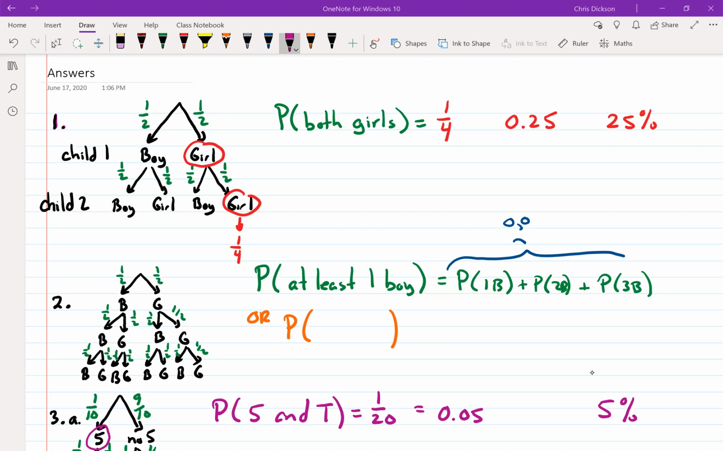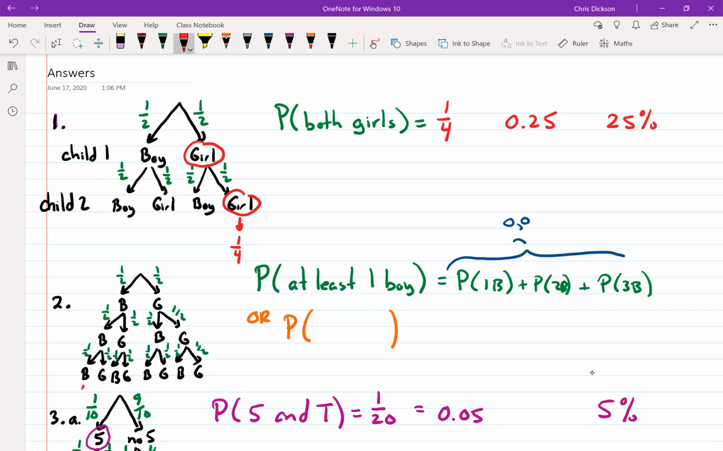Question number two, though, I wanted us to spend a little bit of time going through. The question was: determine the probability of at least one boy being born. That means you could have one boy, two boys, or three boys. One way to do the question would be to work out the probability of all of those events. I'm just going to show you on the tree diagram where that would happen, using a red dot.